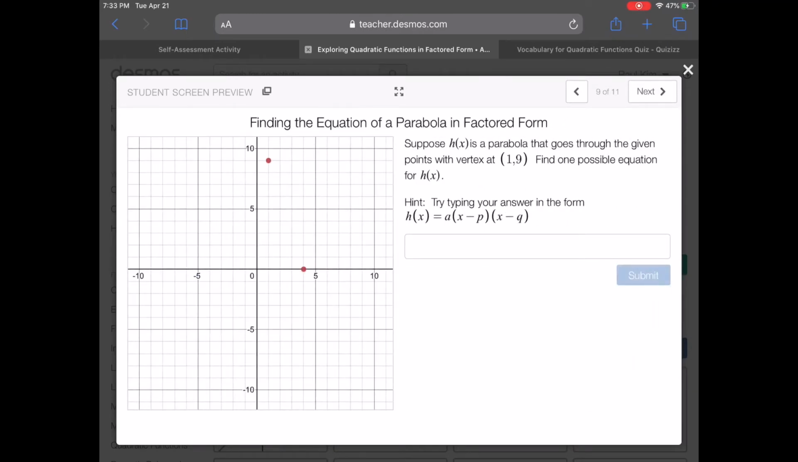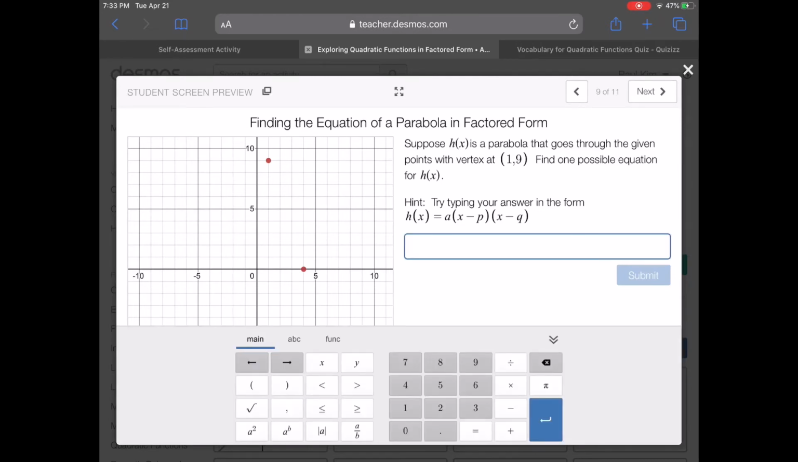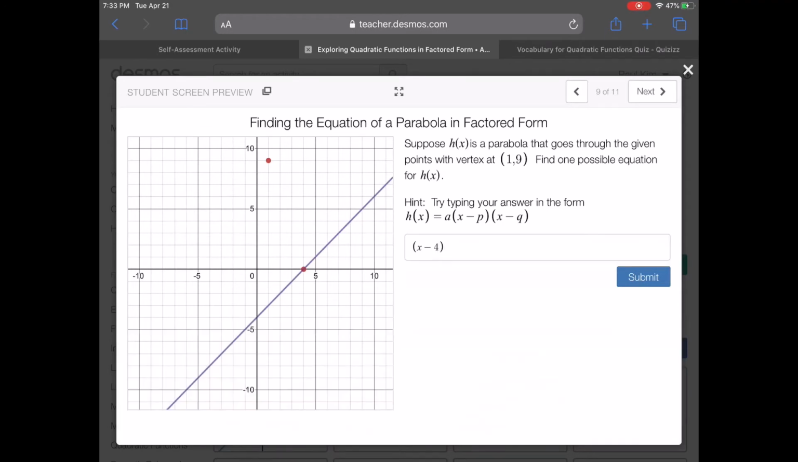So once again, it's the same kind of situation here. One vertex, one x-intercept. So now I notice that one of my x-intercepts is at 4. So I know one of my factors has to be x minus 4. And then from there, I need to figure out my other x-intercept. So using that symmetry, I'm going to probably have to go 3 units to the left of my vertex.